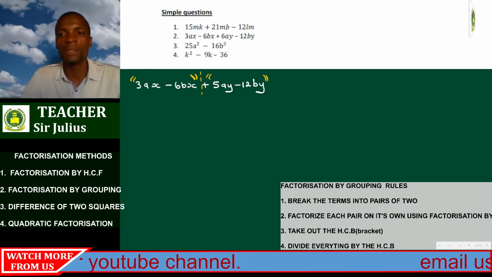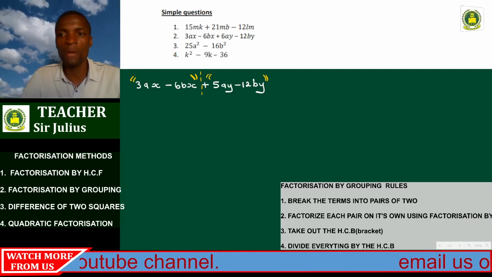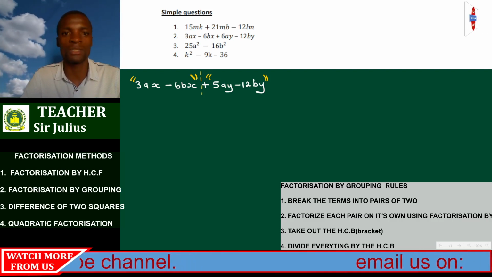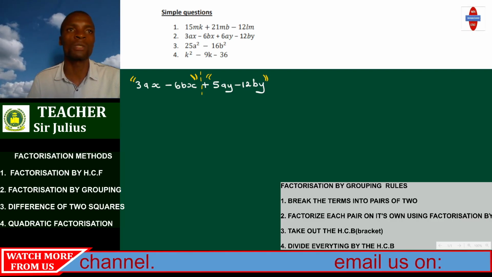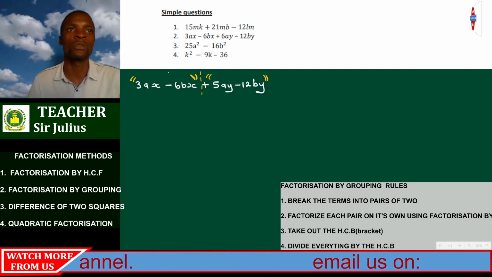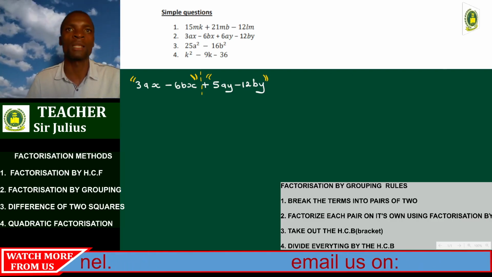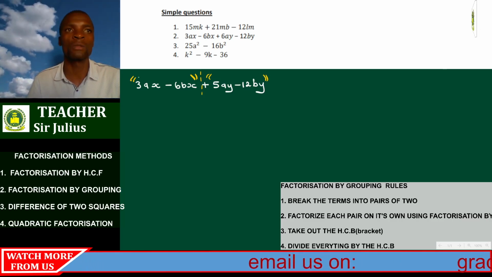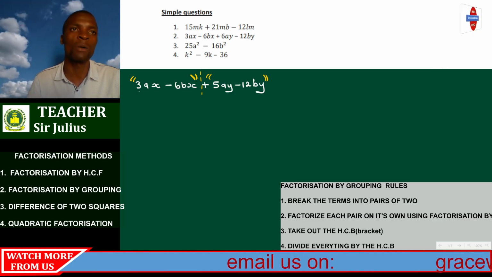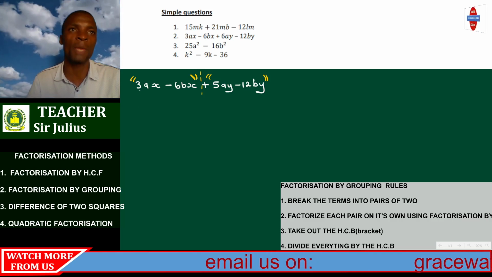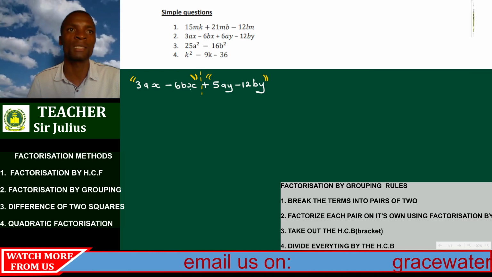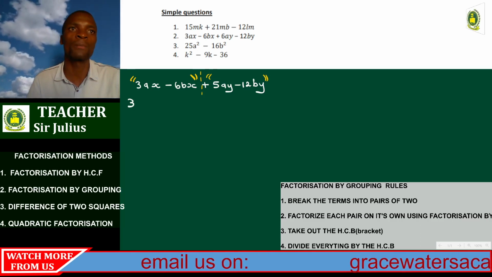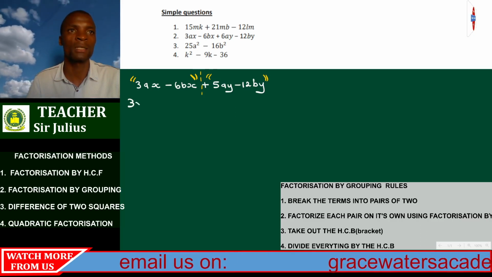The second stage is to factorize each pair on its own using factorization by HCF. Okay, so I'm going to use factorization by HCF to simplify these. The first part: what is the HCF of the first pair, 3ax minus 6bx? The HCF is 3, which is common, and then x is common.